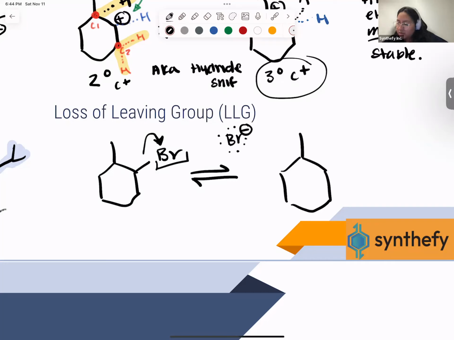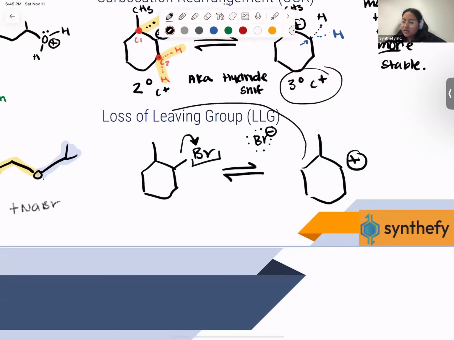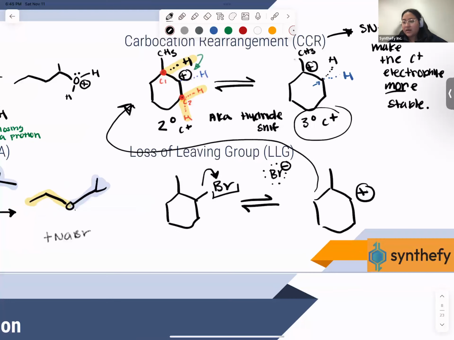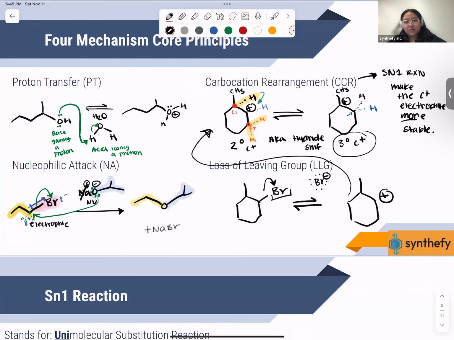So if we do this, you'd end up with this molecule right here. And what does this molecule look like? It looks like this molecule right here that's right above. Loss of leaving group is a step that you find in SN1 and SN2 reactions. However, the way that you see it is a little bit different. That's why you have your different substitution reactions.